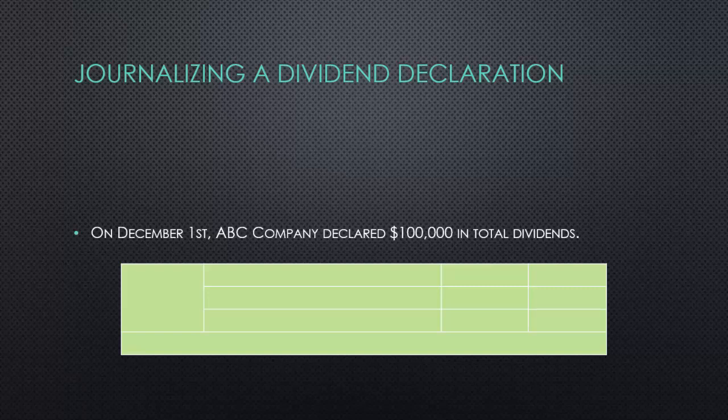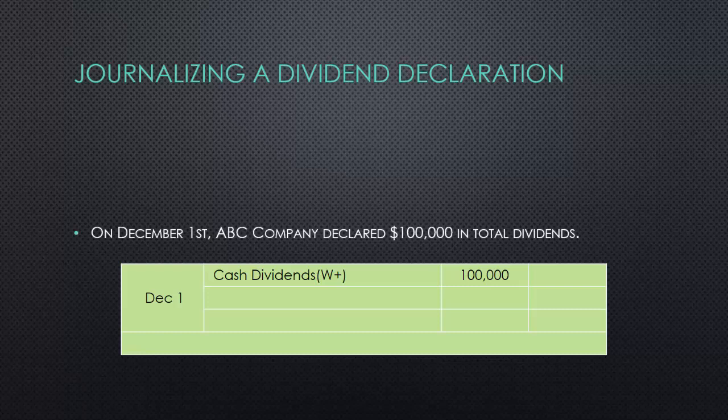To journalize this declaration of ABC Company declaring $100,000 in total dividends, we're going to fill in the date, which is December 1st. Our debit is going to be to a withdrawal account, and that withdrawal account is called cash dividends. That is going to be for the total amount of the declaration. In total, they're declaring $100,000 worth of dividends.